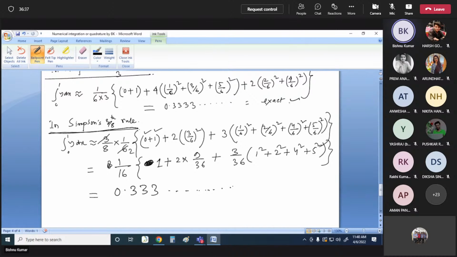Why exact? Means in Simpson 1/3 rule getting exact means obviously 3/8 rule also will give you exact, and whatever higher quadrature formula I will use will also give you the exact result. But only these three techniques you do have in your syllabus: trapezoidal rule, Simpson 1/3 rule, Simpson 3/8.